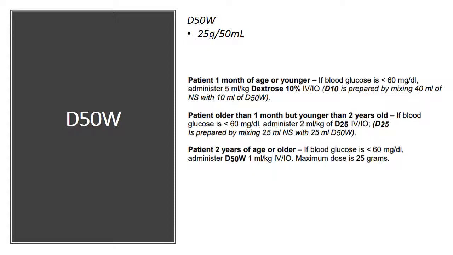So the way you prepare D10 is you leave in 10, because in that D50 vial is 25 grams in 50 mLs. So just leave in 10 for D10. So you'll squirt out 40, leaving in 10, and then fill 40 back up with just normal saline. So you'll have 10 mLs of that D50, then put in 40 mLs of normal saline, and that'll get you your D10. And D25 is the same way. Leave in 25 and then fill the rest back up with normal saline.